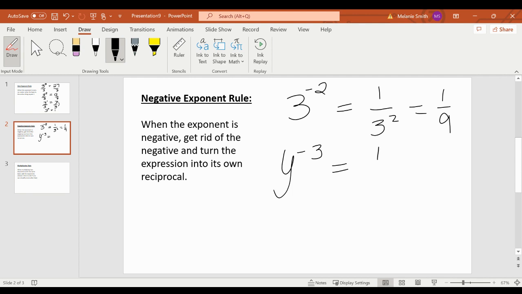So that is going to be 1 over y to the third power. And since I don't know what y is yet, that's as far as I can go with that one.